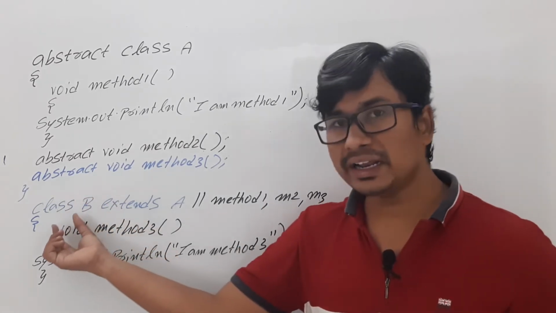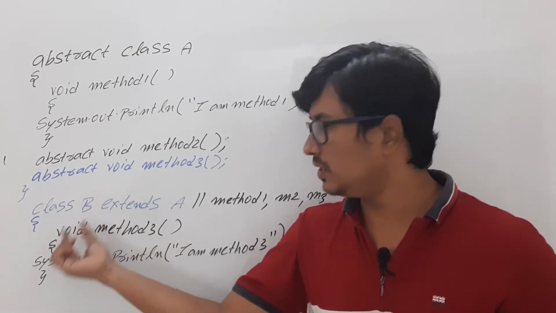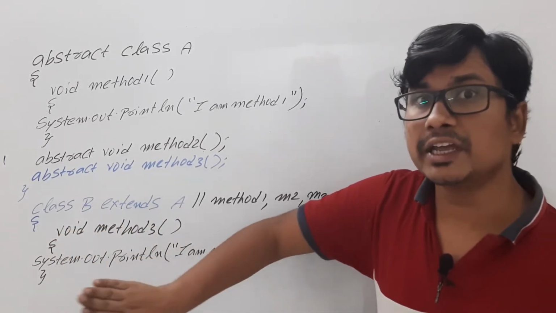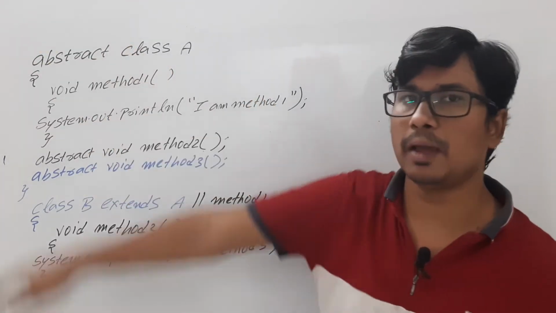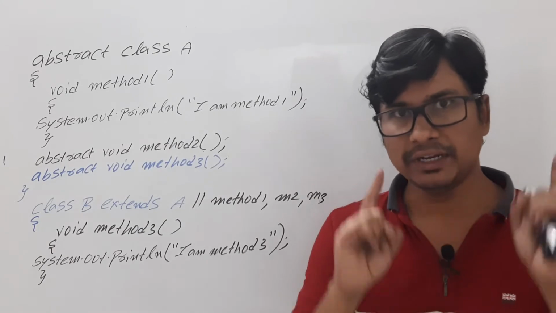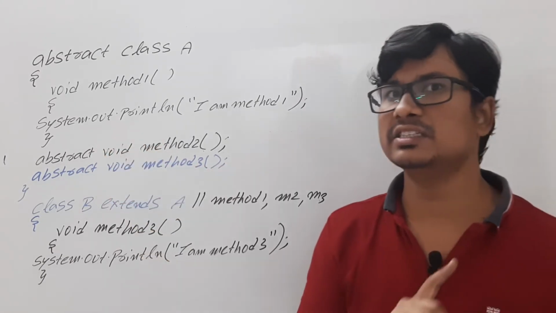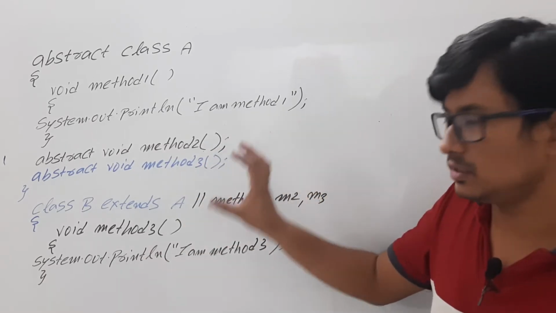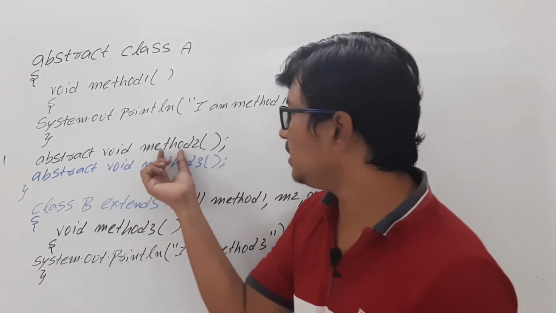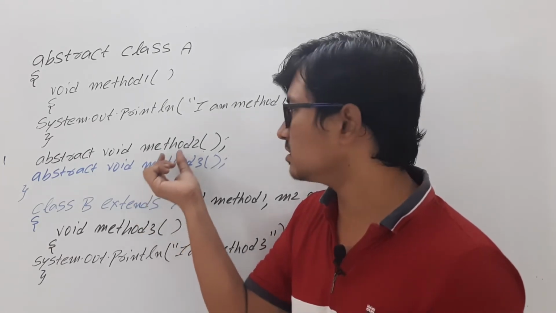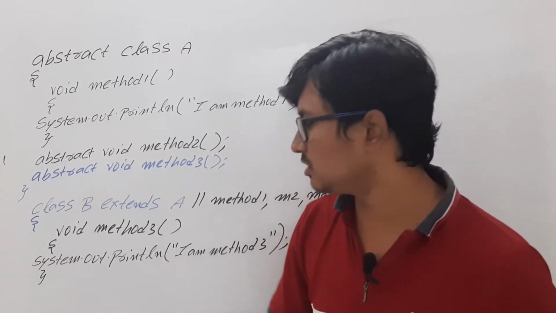Now when you are extending an abstract class, you need to write implementation for all the abstract methods which are there in the abstract class A. Let me tell you again, if you just implement one of the methods, then it is an error. For all the abstract methods, you need to provide the implementation. How many abstract methods are there? Two abstract methods, method 2 and method 3. You need to provide the implementation for them.